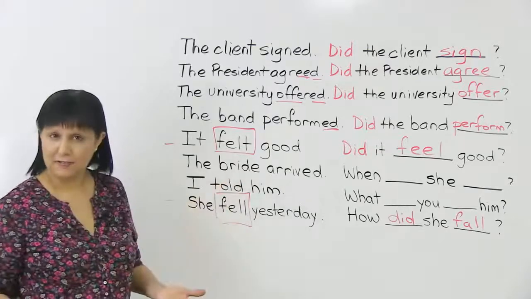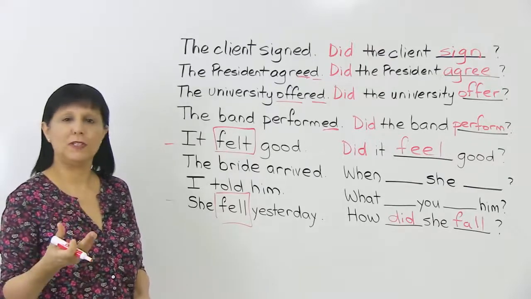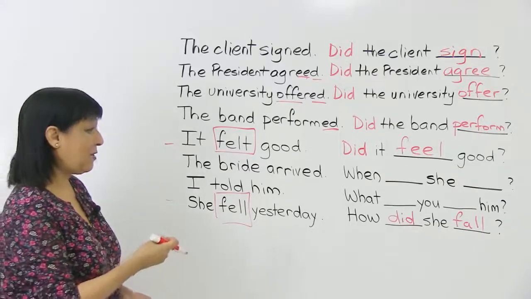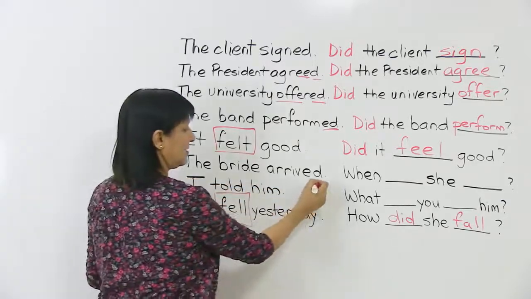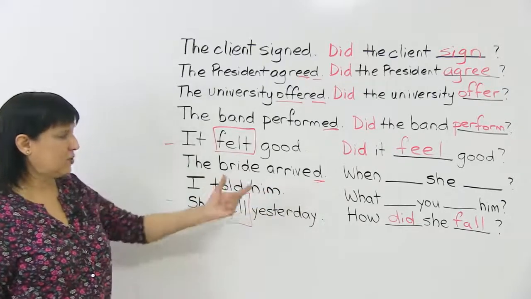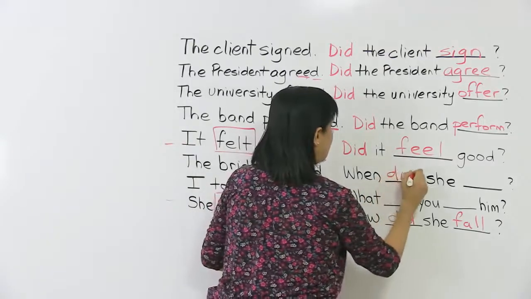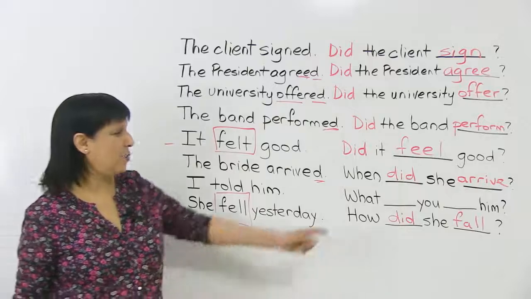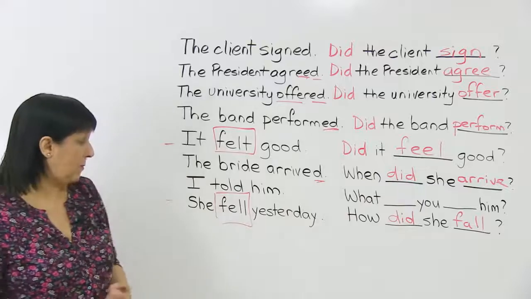The bride arrived. Who's the bride? What does the word bride mean? The bride is the elegant woman who's getting married. So the bride arrived. This happens to be a regular verb. How do we know that? Because of the ending here. Again, the verb ends in E, arrive. We're just adding D. So how do we make it a question? When did she arrive? Very good. Okay, we've gone back to our base form.